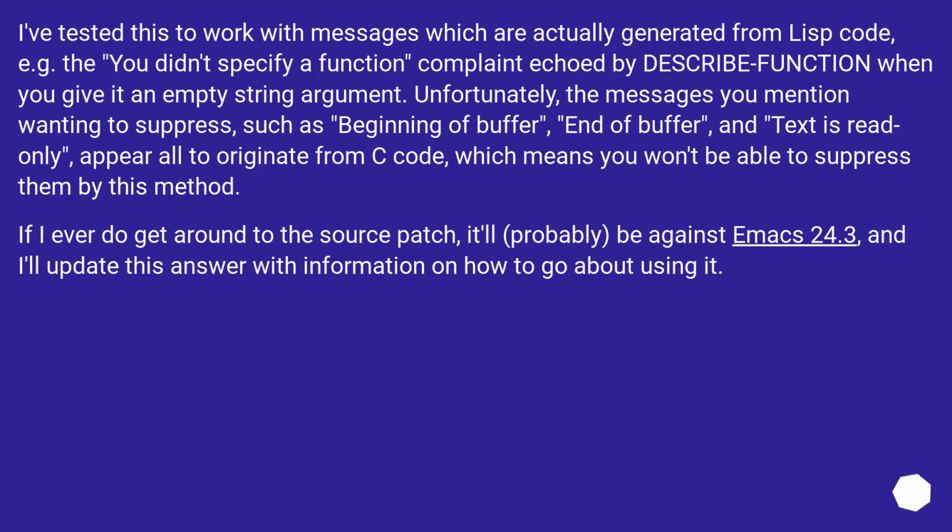I've tested this to work with messages which are actually generated from Lisp code. For example, the "You didn't specify a function" complaint echoed by describe-function when you give it an empty string argument. Unfortunately, the messages you mention wanting to suppress, such as beginning of buffer, end of buffer, and text is read-only, appear all to originate from C code, which means you won't be able to suppress them by this method. If I ever do get around to the source patch, it'll probably be against Emacs 24.3, and I'll update this answer with information on how to go about using it.